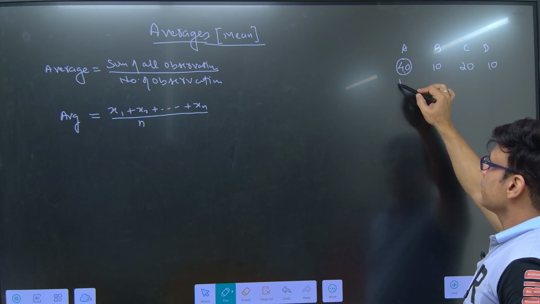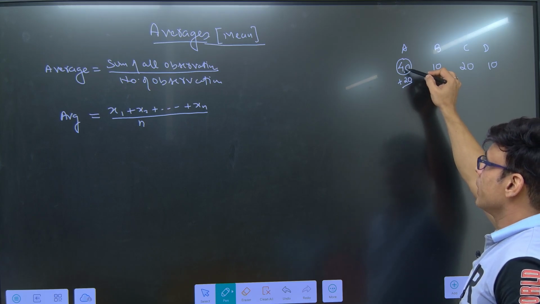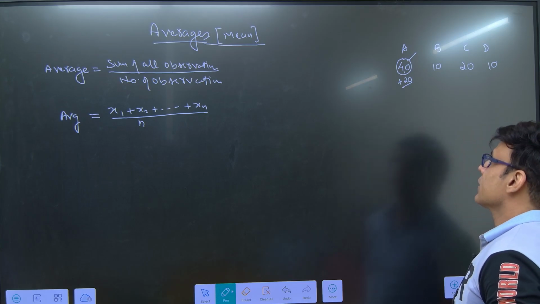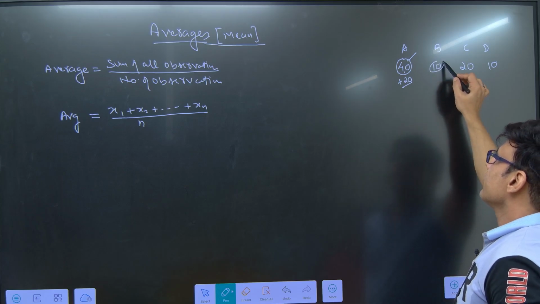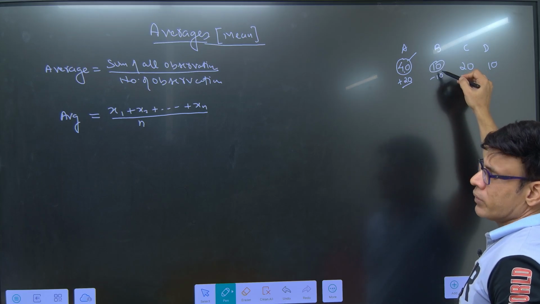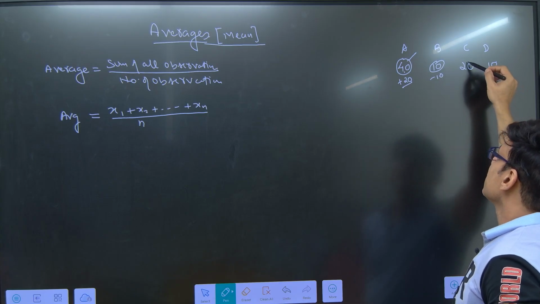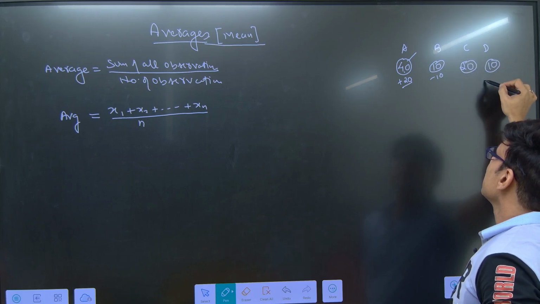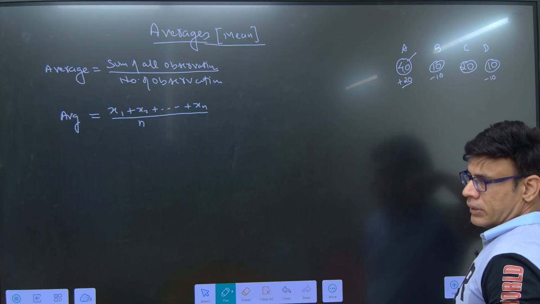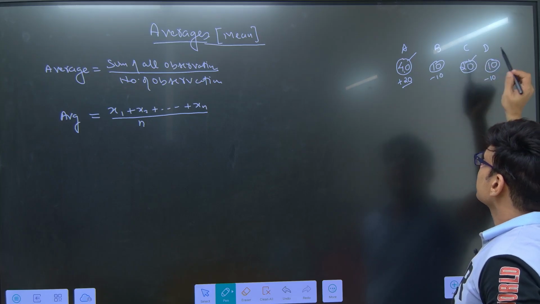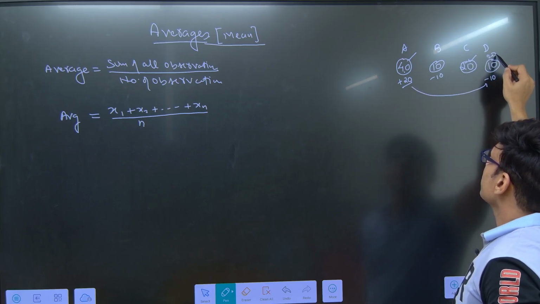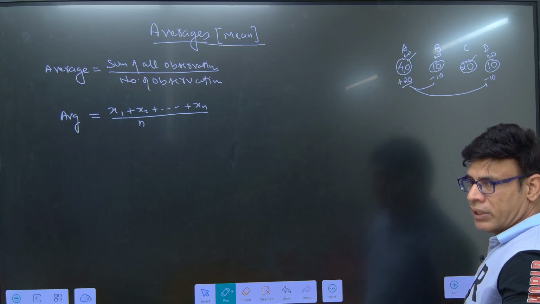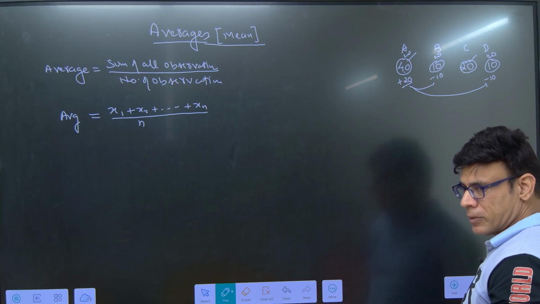Now, this person has an extra 20. Average is 20. So, first, A will keep 20 with himself and take out the extra 20. Now, this guy has 10, which is 10 less than the average, because average is 20. So, I have to give 10 more to him. This one is already 20, so no change. And this guy also has 10. I have to give another 10 to him because he is 10 less than the average. Now see, if I take one 10 and give it to him, this will also become 20. If I take one more 10, it will also become 20. So everyone has 20, 20, 20, 20 on an average, right?